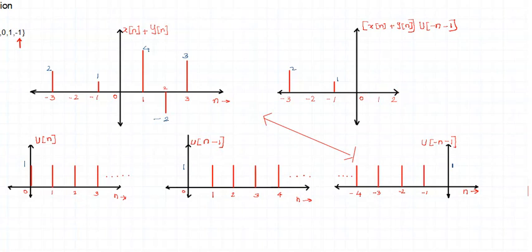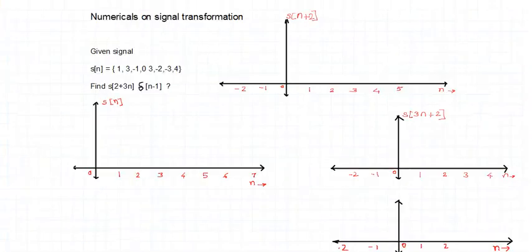So finally, what is the answer? In the answer we see only 2 samples. Right? At minus 3 and at minus 1. So this is what the given problem task was. We added x[n] plus y[n] and then multiplied it with the shifted and reversed unit step signal. This is the resultant answer. Let's move to the next question.